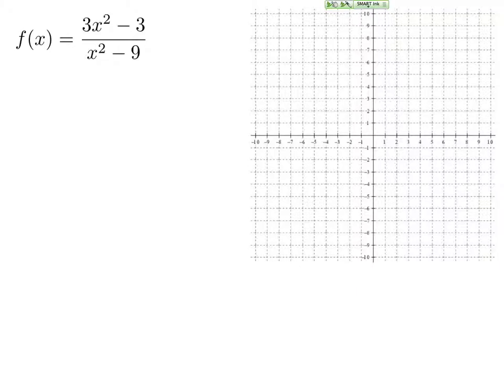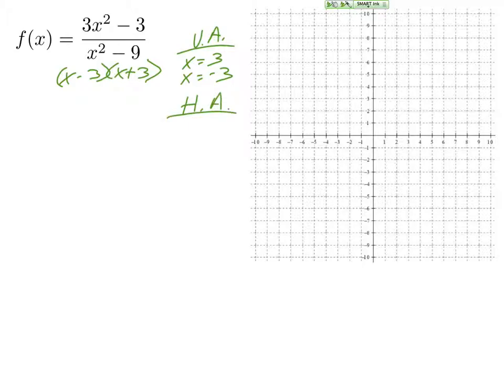I have f of x equals 3x squared minus 3 over x squared minus 9. Okay, so let's factor the bottom. So x minus 3, x plus 3. So that means I have vertical asymptotes at x equals 3 and x equals -3. Okay, Blake, what about horizontal asymptote? It's going to be 3. Why is it 3? Because the exponents are the same, so it'd be 3/1. Excellent, very nice.